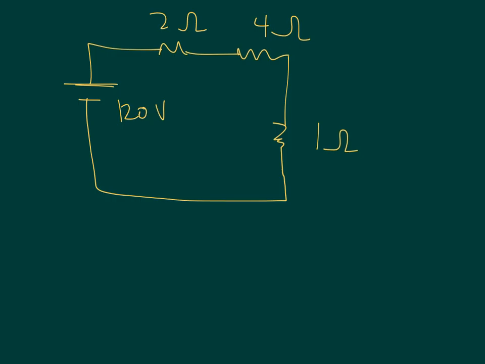Well, in series, what did our rule tell us to do? We add them up. 2 plus 4 plus 1 is 7. Very easy. So you go ahead and do this, please. If that's the case, well, look at that. I've got resistance. I've got voltage. Let's go ahead and use Ohm's law.